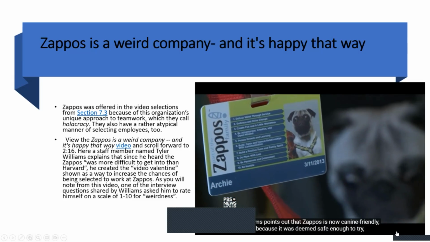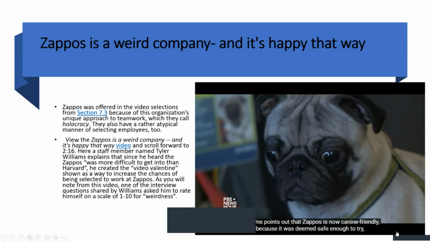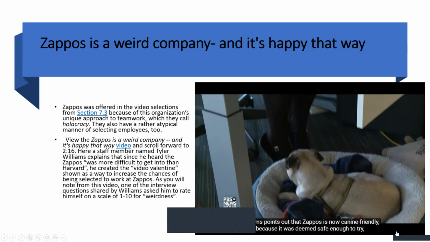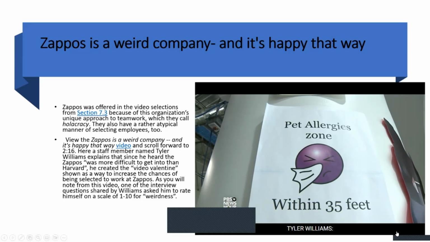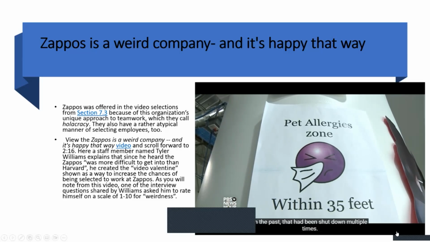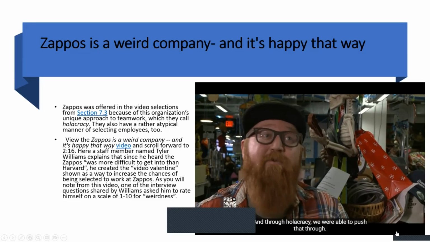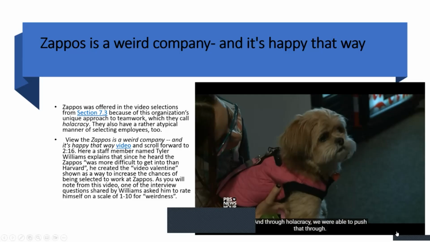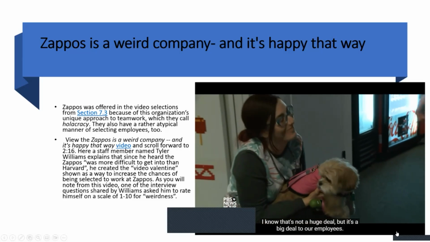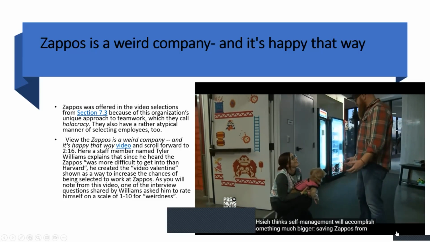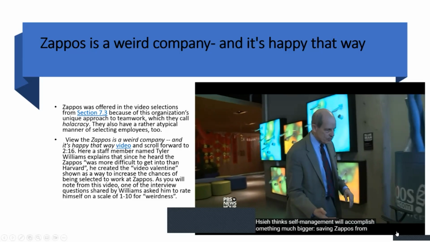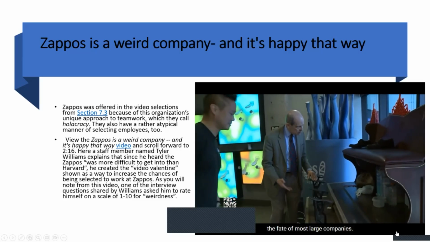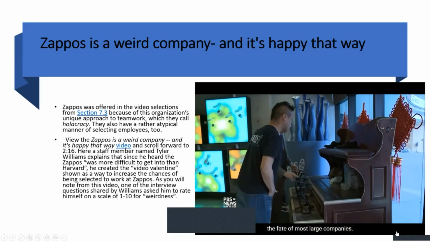Williams points out that Zappos is now canine friendly because it was deemed safe enough to try, a key idea in Holacracy. In the past that had been shut down multiple times, and through Holacracy we were able to push that through. I know that's not a huge deal, but it's a big deal to our employees. But Shay thinks self-management will accomplish something much bigger, saving Zappos from the fate of most large companies.